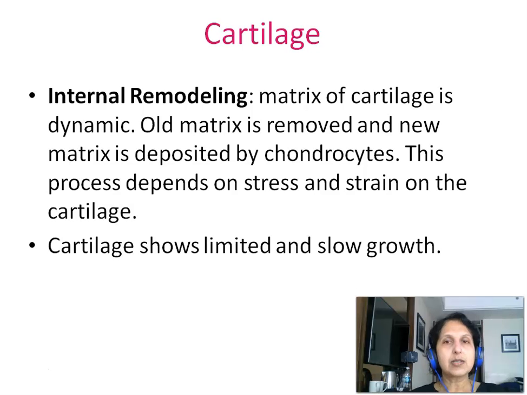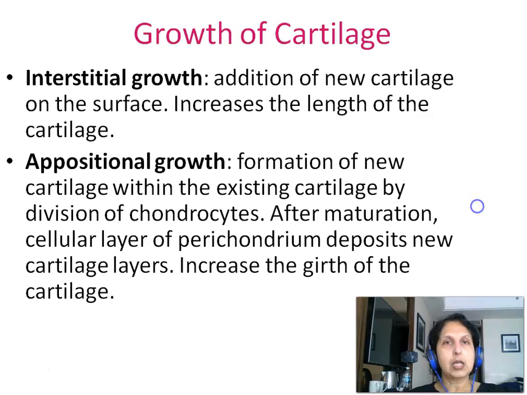The cartilage shows limited and slow growth. And how does that growth occur in the cartilage? Two types, interstitial growth and appositional growth. Appositional growth is wherein addition of new cartilage is done on the surface, and this increases the length of the cartilage, while interstitial growth is formation of new cartilage within the existing cartilage by division of chondrocytes. After maturation, the cellular layer of perichondrium deposits new cartilage layers, and this increases the girth of the cartilage.